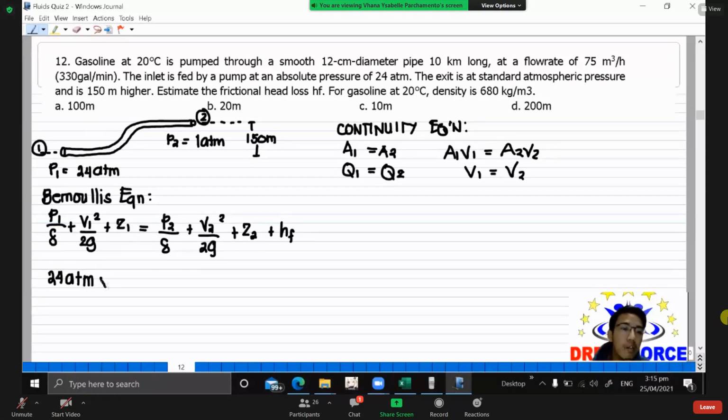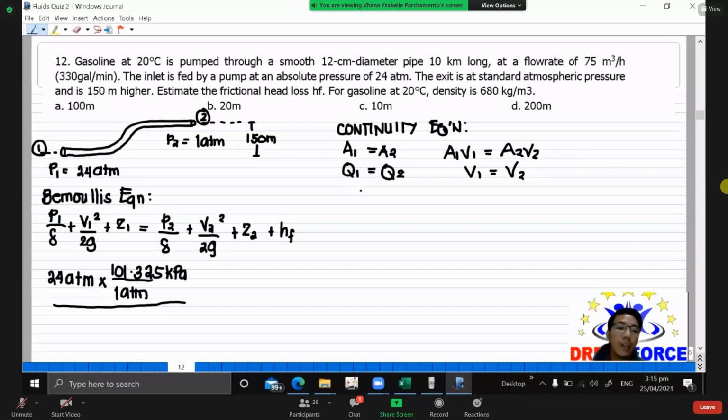But take note, yung choices natin naka-meters, i-convert natin yung atmosphere. In 1 atmosphere, meron tayong 101.325 kilopascal, divided by specific weight. Anong specific weight natin for gasoline?